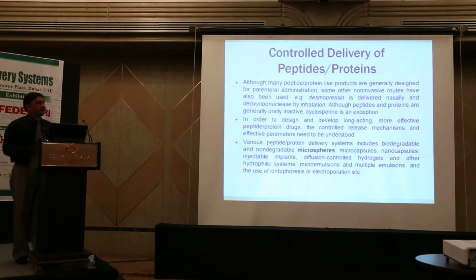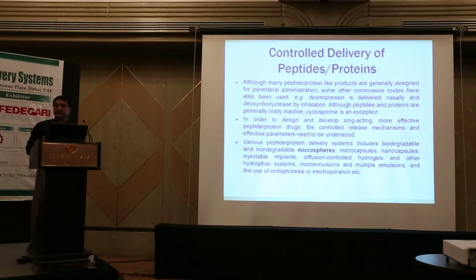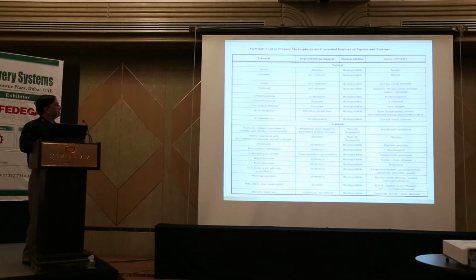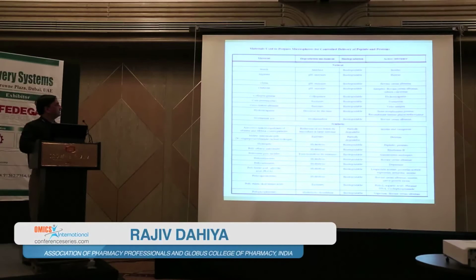Controlled delivery of peptide proteins. Obviously there is need of controlled delivery because oral instability issues are there. It can be solved by delivery through microspheres, microcapsules, nanocapsules, implants, hydrogels. Some of the materials which can be used to prepare microspheres for controlled delivery are starch, alginate, chitin, then chitosan.